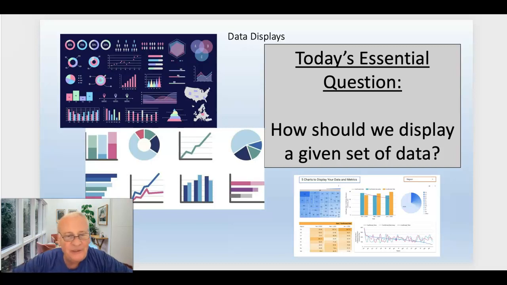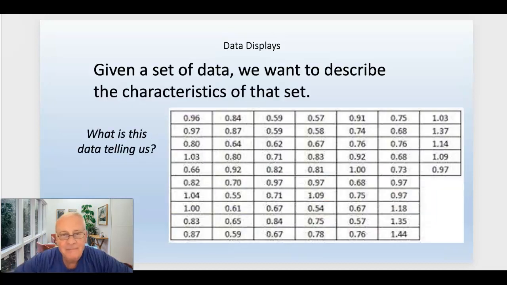Today's essential question, and you'll need this for the homework check: How should we display a given set of data? Again, when you get out in the real world, you're going to get sets of data, and you want to describe the characteristics of that set. What is the data telling us? It's just a bunch of numbers, but you search for patterns. What are those numbers telling us?